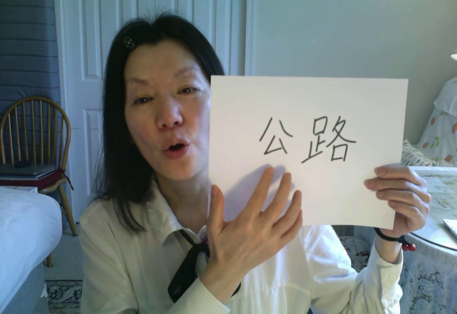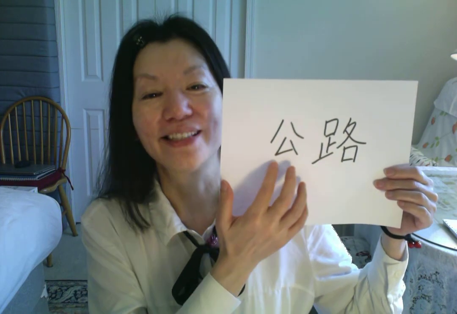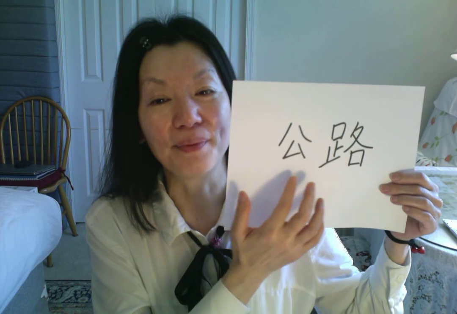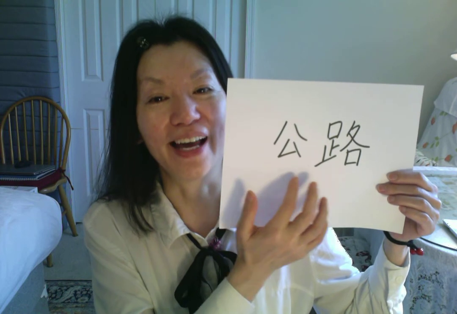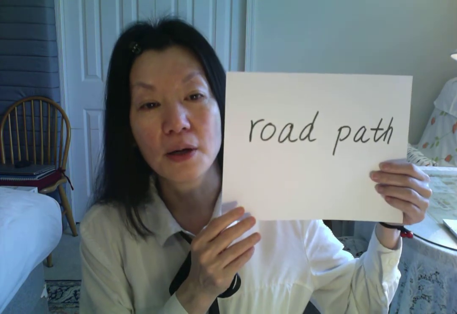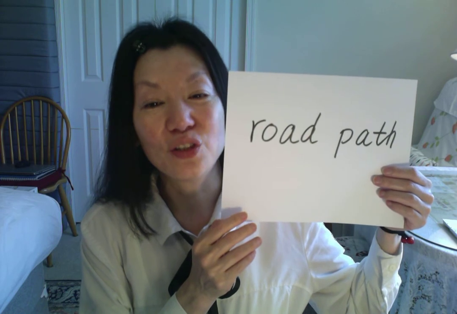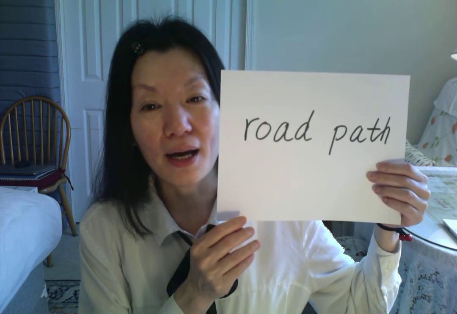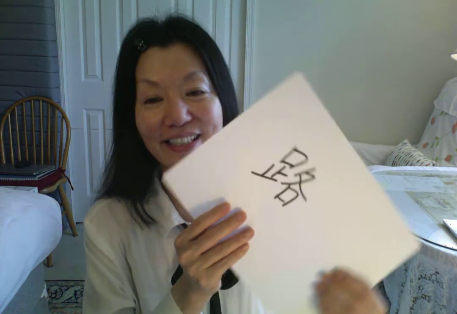What is it here? 公路, yes. 公路, one more time here. 公路, your turn. 公路, okay. 公路. Only one character, we say road, or you can say path, right, in Chinese. Road and path in Chinese, what do we say?